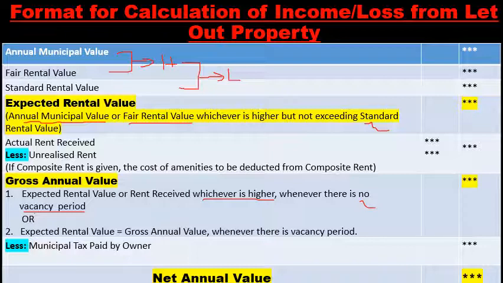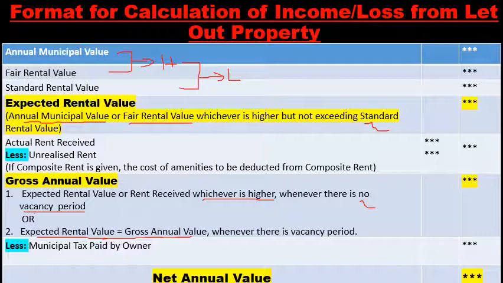Otherwise, if there is a vacancy period, then expected rental value is equal to gross annual value. Means if there is a vacancy period, then expected rental value itself is the gross annual value. There is no comparison of expected rent to rent received whenever there is a vacancy period. So those are the two formulas, the two provisions, for the gross annual value.